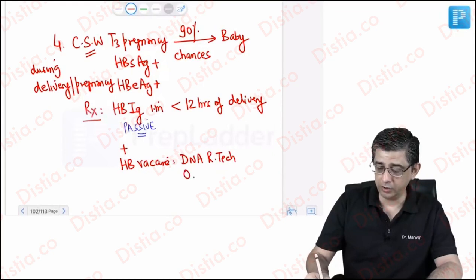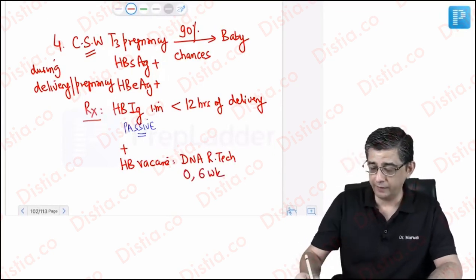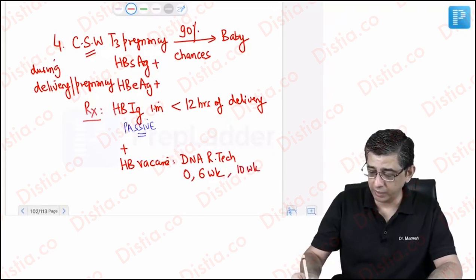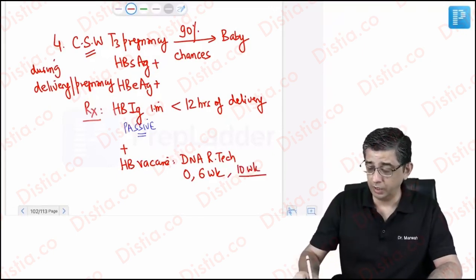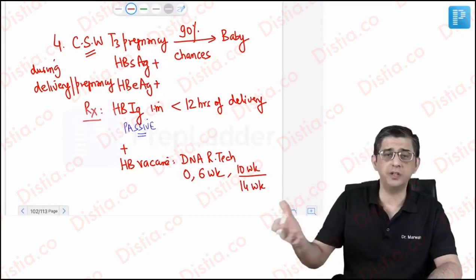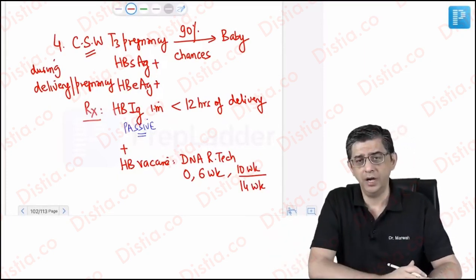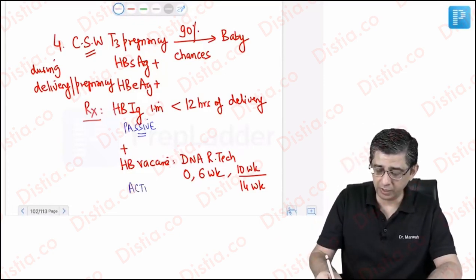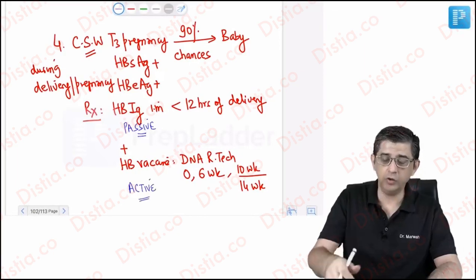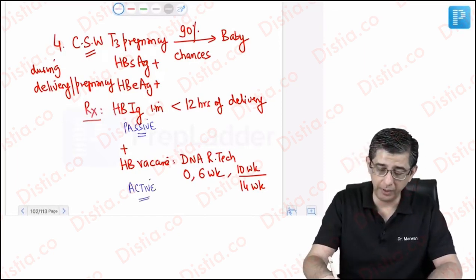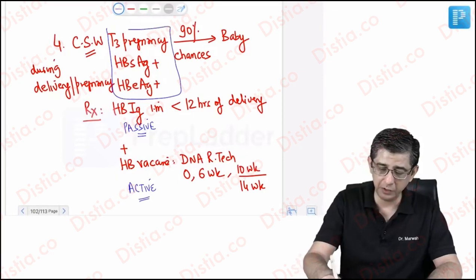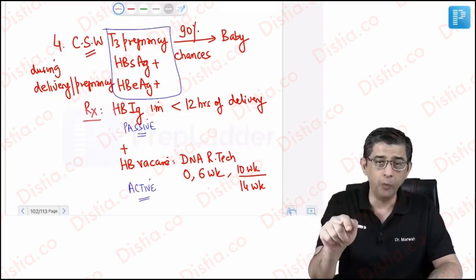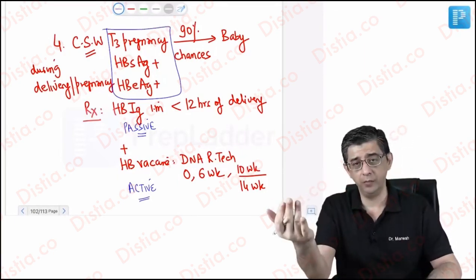The DNA recombinant technology vaccine will be given on day 0 of life. The next shot would be given at 6 weeks. And then subsequently, the third shot can be given at either, the word is either, 10 or 14 weeks. So how many shots are required? A total of 3 shots, and they would give protection to the baby over the next 15 years or so. What I have given here is a combo of passive plus active immunity. So every time they give you a report like this for a pregnant lady and ask what is the intervention to be done, your answer will be a combo of passive plus active immunity.